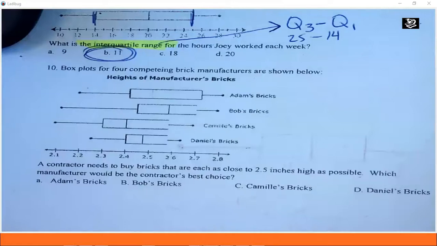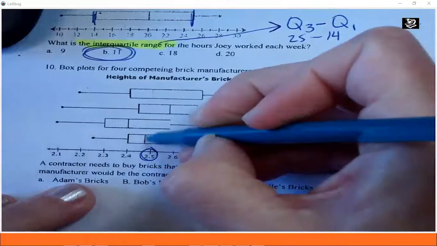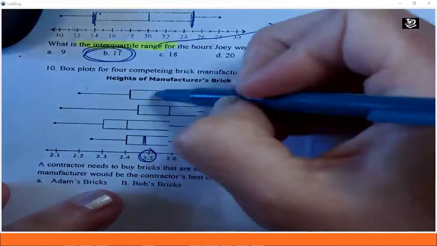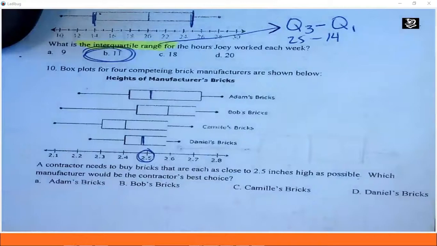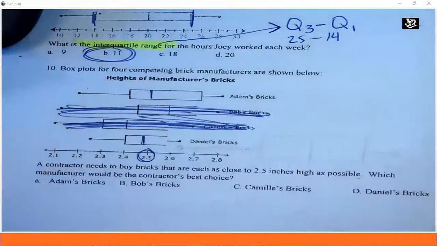Why did you say Daniel? So here is 2.5, and you're saying Daniel has the closest median to 2.5. It looks like Adam is exactly on 2.5. So could we say we're going to narrow it down to Adam or Daniel? Y'all want to say that? We'll mark out these two. It's either going to be Adam or Daniel. What do you think? Who do you think the contractor should buy from? Adam or Daniel?